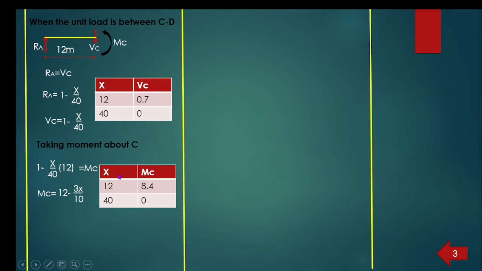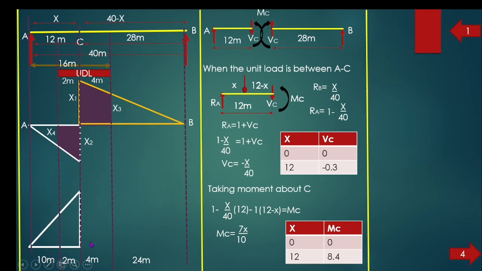Then we have to plot the data. For this case, when x is 12 meters, the moment at C will be 8.4. And when x is 40, the moment at that point is 0. So basically, we have to plot that again. When x is 12, the ordinate is 8.4, and when it is 40, it is 0. So this is the influence line diagram for the moment at a given section.